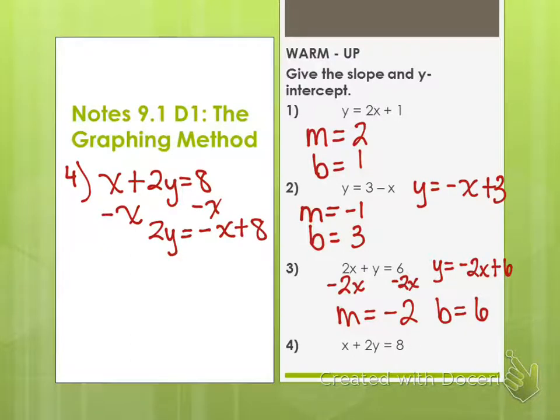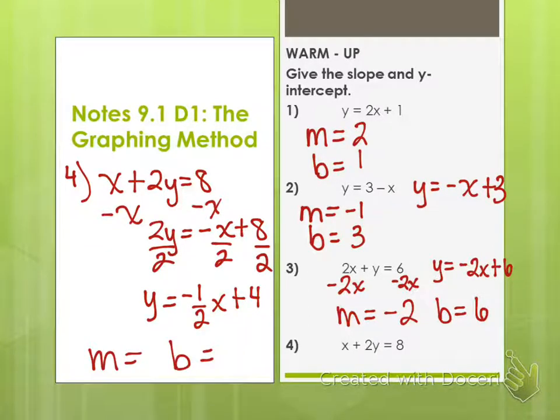Is it in slope-intercept form now? No, still not. What's the next thing I have to do? Divide by 2. Divide everything by 2. Okay, every single piece gets divided by 2. So we have y equals, what number is between this negative sign and the x? A 1. So -1/2 x plus, what's 8 divided by 2? 4. All right, but we're not done. We still have to identify M and B.